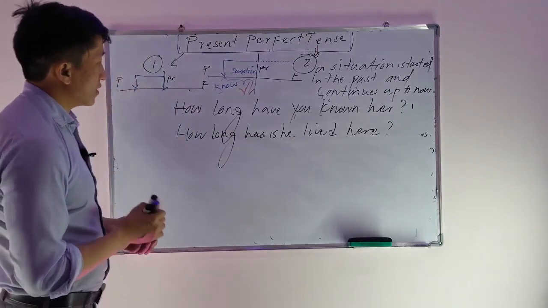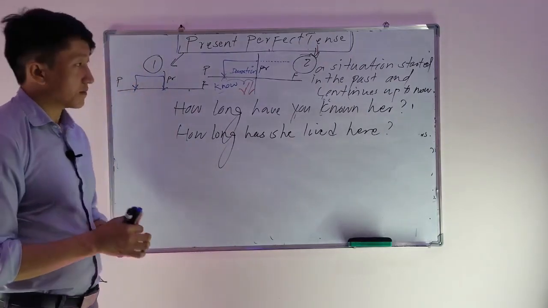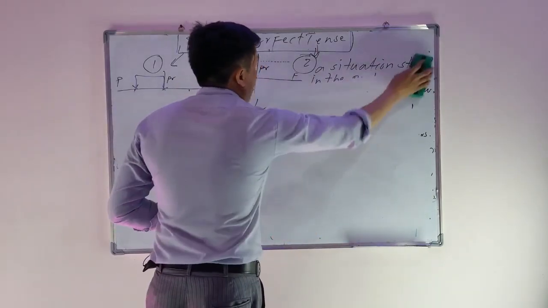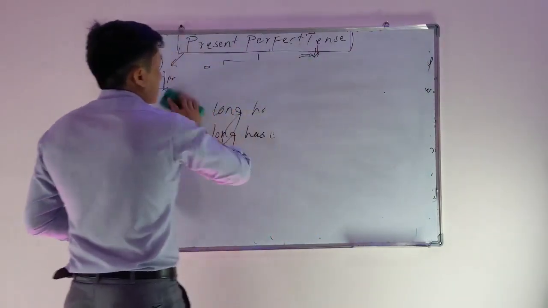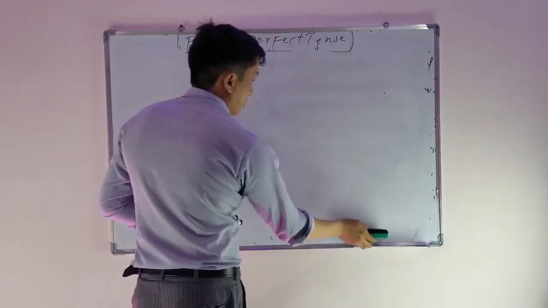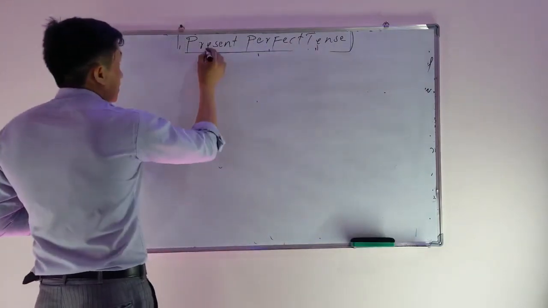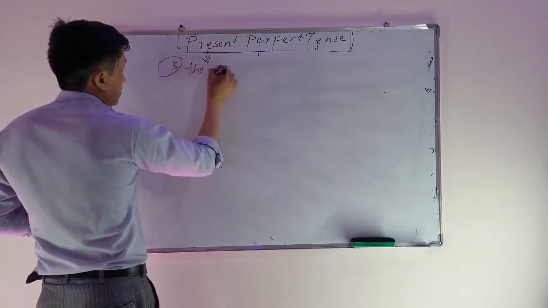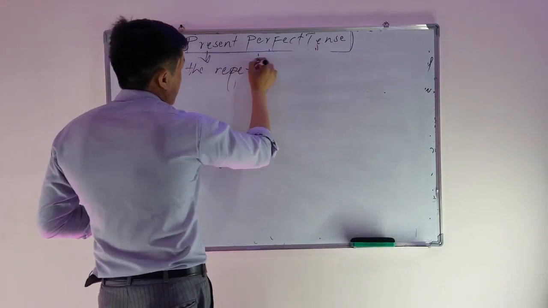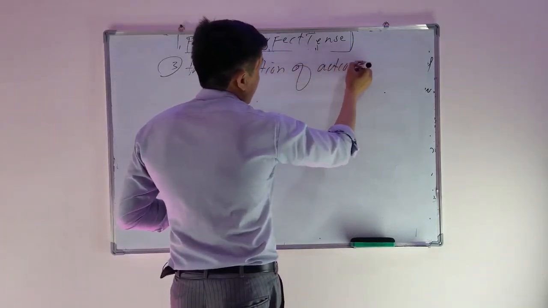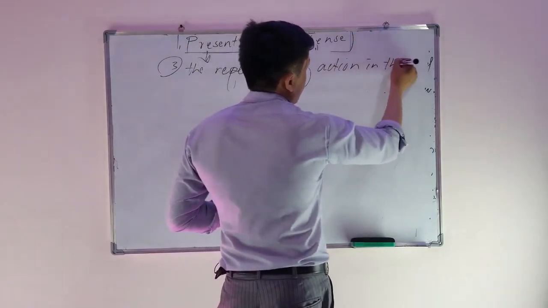Now, if I want to ask questions about the duration, I have to use this usage. Now, this is usage number 2. Sometimes we can also use present perfect tense to discuss number 3, the repetition of action from the past up to now.